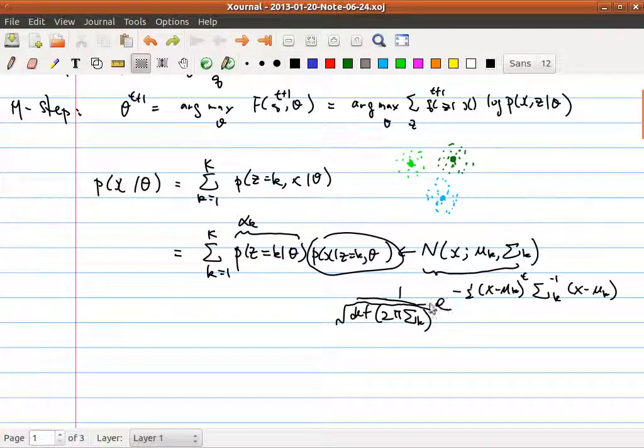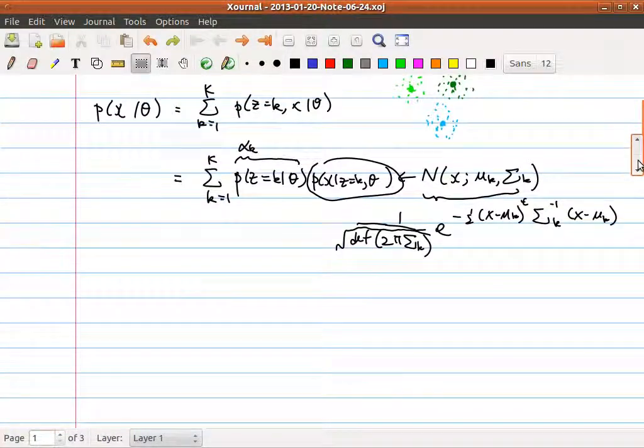Of course, this can be written in this form here. Here I allow a more general case where x is multivariate Gaussian, so it's a vector case. Therefore, sigma k here is a covariance matrix. Okay, this is our model, basically the Gaussian mixture model.